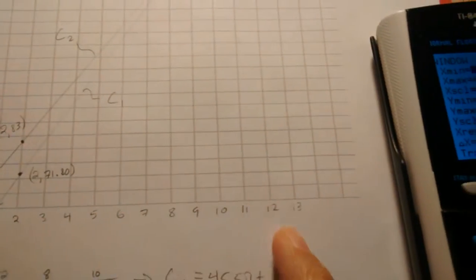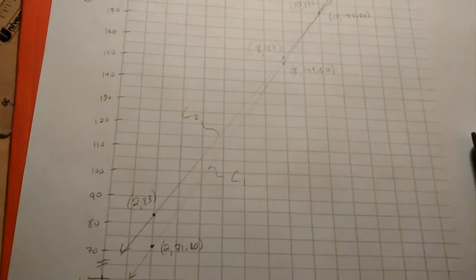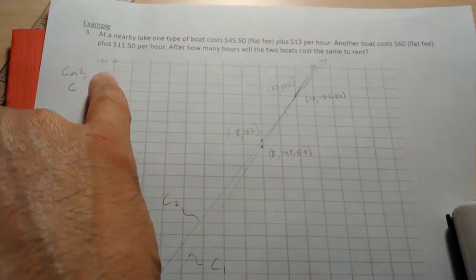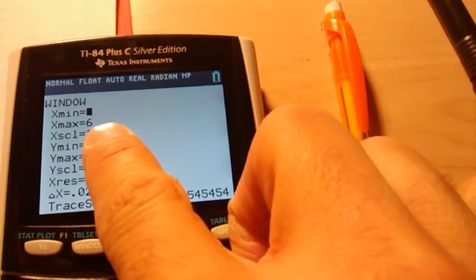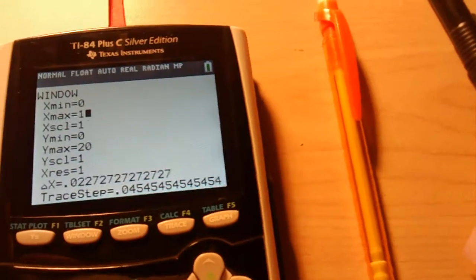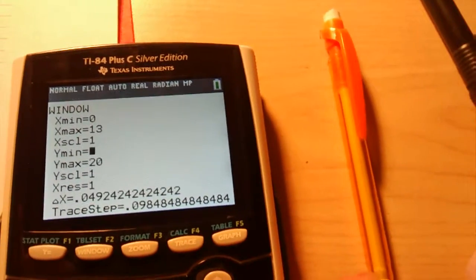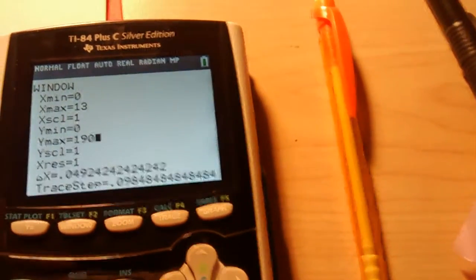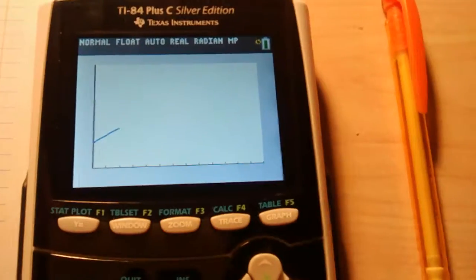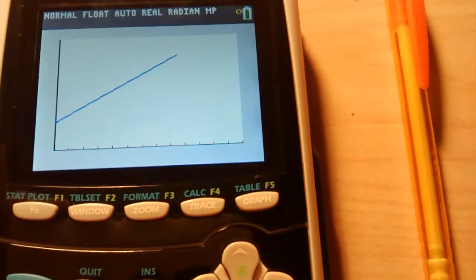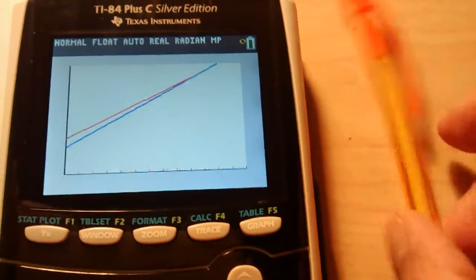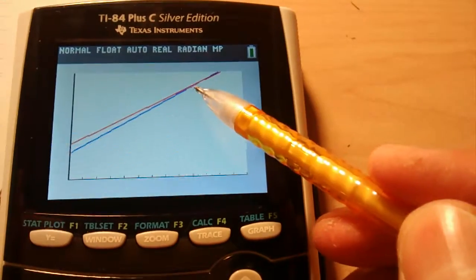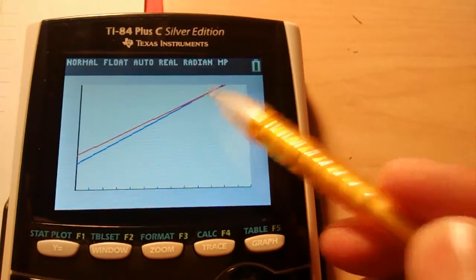Let's go change our windows to what these guys read. We went from 0 to 13 and 0 to 190 along that output axis. So I'm going to do 0 to 13 along the input axis, 0 to 190 along the output axis. I'm going to hit graph, and there is my first line. My second line is coming up. So there's the point of intersection somewhere in there. It looks like they're overlaying, but they're actually crossing.